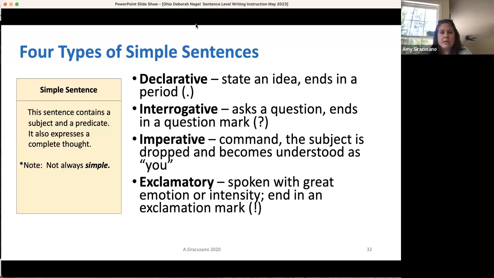The 4th sentence is exclamatory. Where is that? Oh, thank you. You're telling me from before. Yep, I missed it. Thanks, Christy. Keep me on my toes.